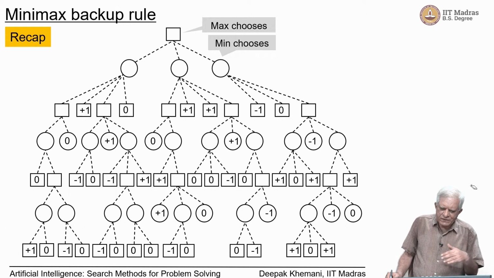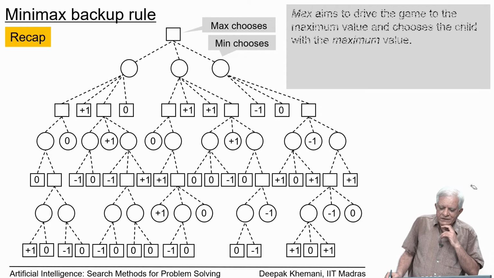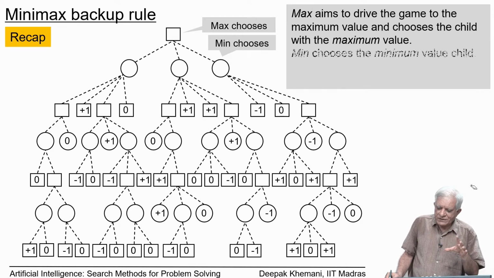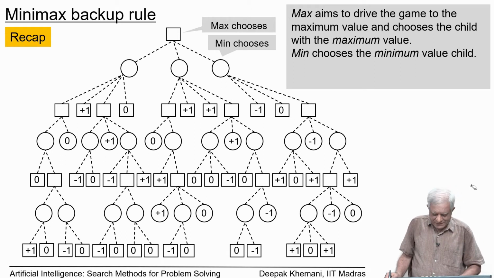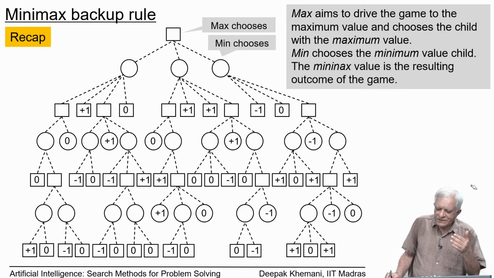So, eventually what we get is the minimax value of the game. Max aims to drive the game to the maximum value and chooses a child with the maximum value at every stage. Min chooses the minimum value child essentially. So, that is what they do, and as a result we get the value of the game which is called the minimax value, and that is the outcome of the game if both the players play perfectly.